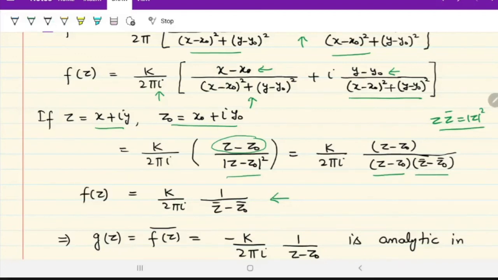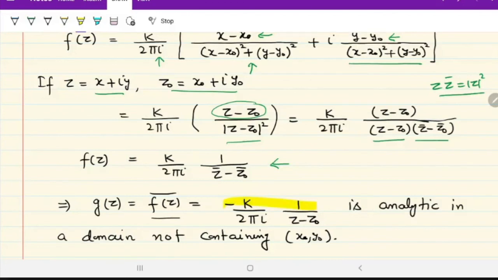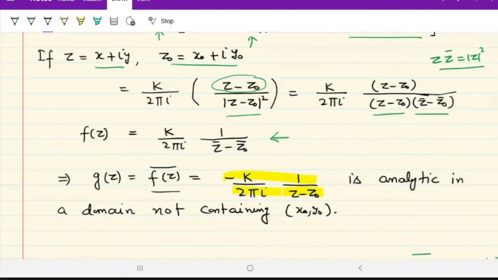So the corresponding analytic function will be its conjugate. When you take f conjugate, this is the function that you obtain. So for the given vector field, this is the function which will be analytic, and it will be analytic in any domain which does not contain the point x0, y0. So we started with a vector field and we found an analytic function. We can go in the reverse manner as well. That is what the next example is.